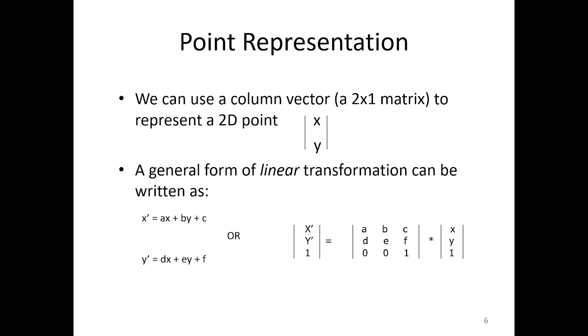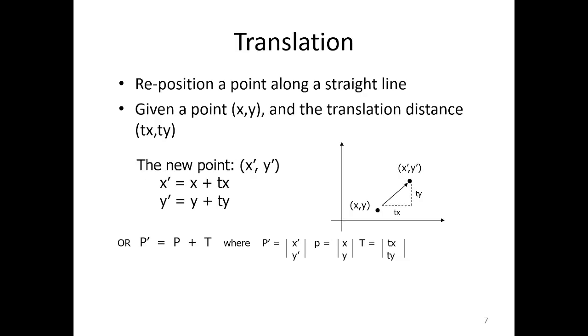Okay, so a general form of linear transformation can be written as x dash equal to ax plus by plus c, and y dash equal to dx plus ey plus f, or in matrix form, x dash y dash 1 equals the matrix a b c, d e f, 0 0 1 times x y 1. Likewise we represent points in 2D.